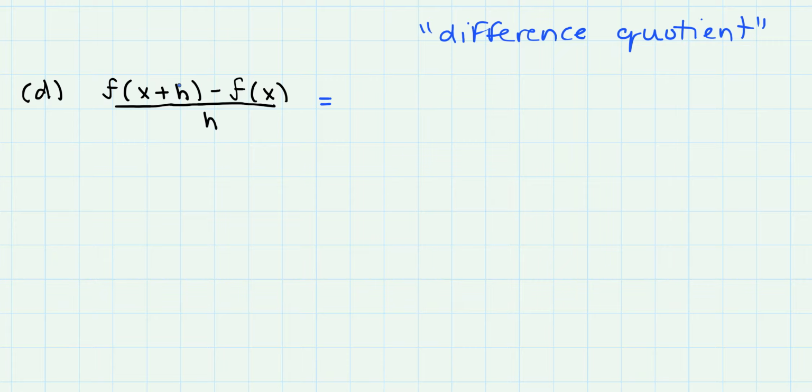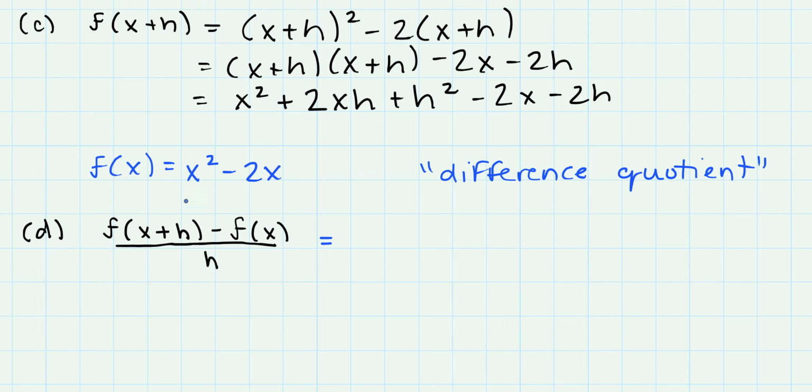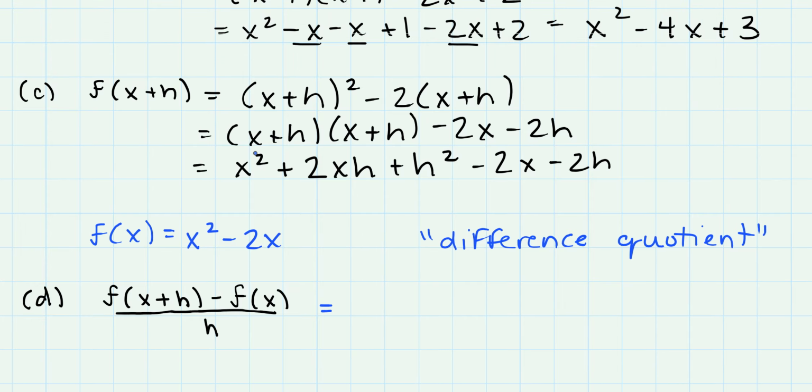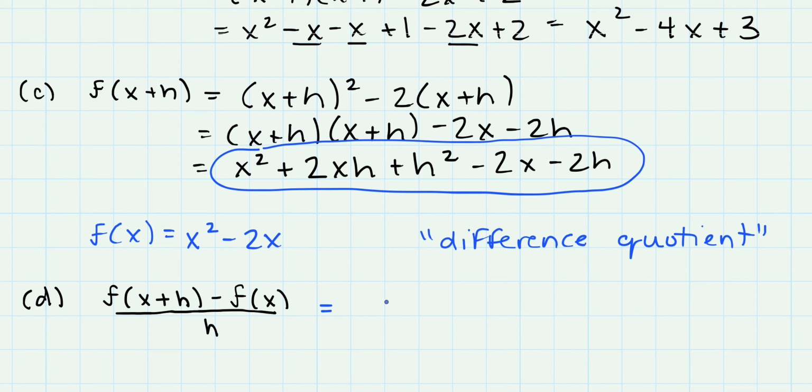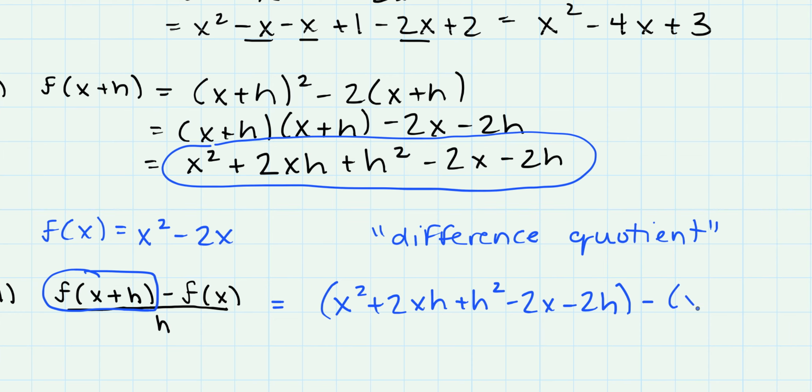So this is equal to f of x plus h. Well, remember our function, I'm going to write it here. It was x squared minus 2x. And we've already found f of x plus h. It's right here. So what I'm going to do is substitute this in. So I get x squared plus 2xh plus h squared minus 2x minus 2h. All of this is this piece. Then we subtract the original function, which was x squared minus 2x.